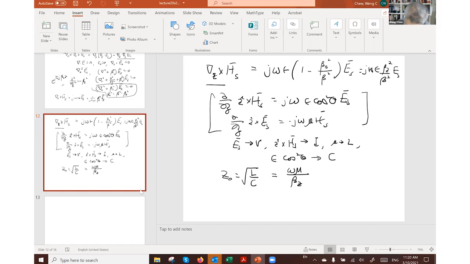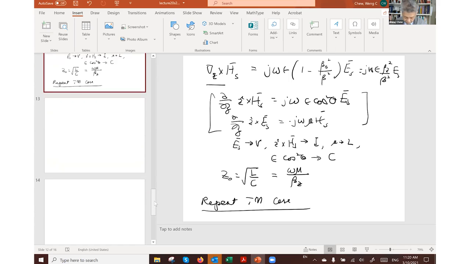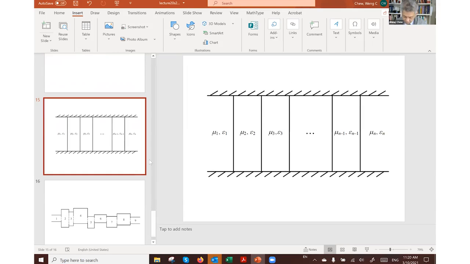Okay, and then you can repeat for the TM case. The lesson to be learned, the moral of the story, is that given the complicated waveguide problem with a lot of field components, you can actually map the waveguide problem into a simplified transmission line problem. Which means that if I have a complicated problem such as this one over here, I can map all the waves that are propagating inside this waveguide into a transmission line problem, okay, and solve it using the Smith chart.